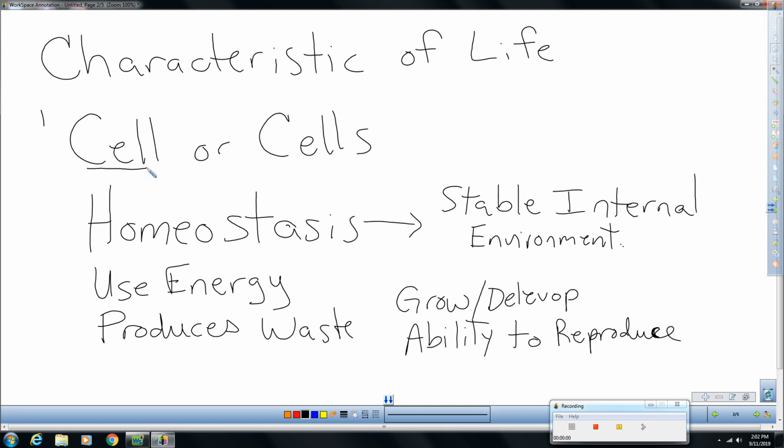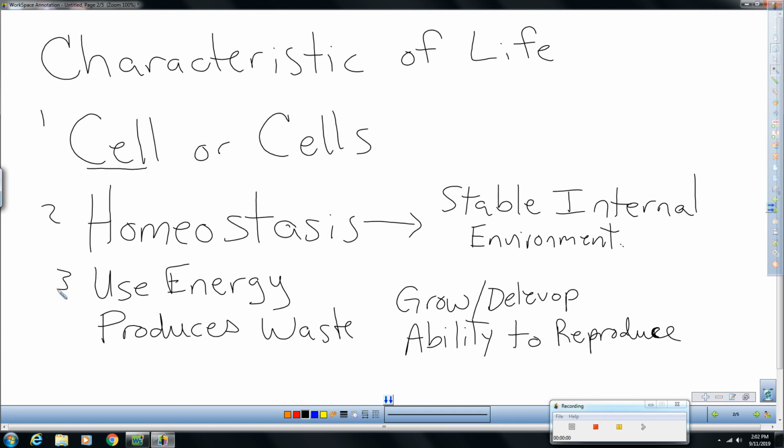Meaning if you're cold, you start to shake, your body is shaking to produce heat energy from the food that you have eaten at some point in time. If you're hot, you start to sweat, your body's releasing that heat energy, just a way to maintain that stable internal environment, or homeostasis. Organisms need to use energy.